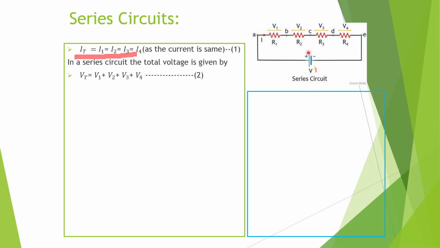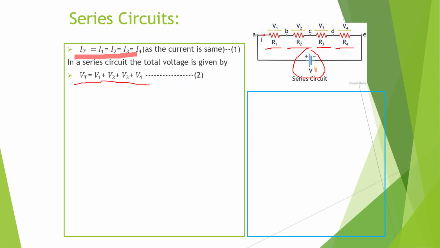That is, the total voltage V is equal to V1 plus V2 plus V3 plus V4. So in a nutshell we can write that Vt, the total voltage, is equal to V1 plus V2 plus V3 plus V4. No energy can be created, no energy can be destroyed. The voltage you are applying here is dissipated across R1, across R2, across R3 and across R4. So this is my total voltage.